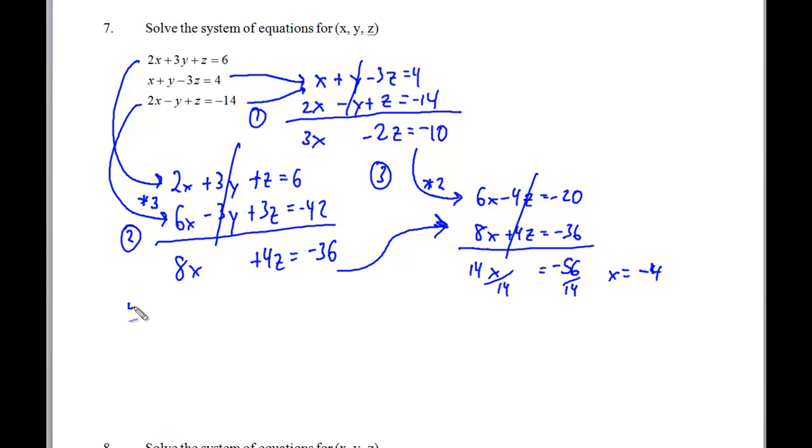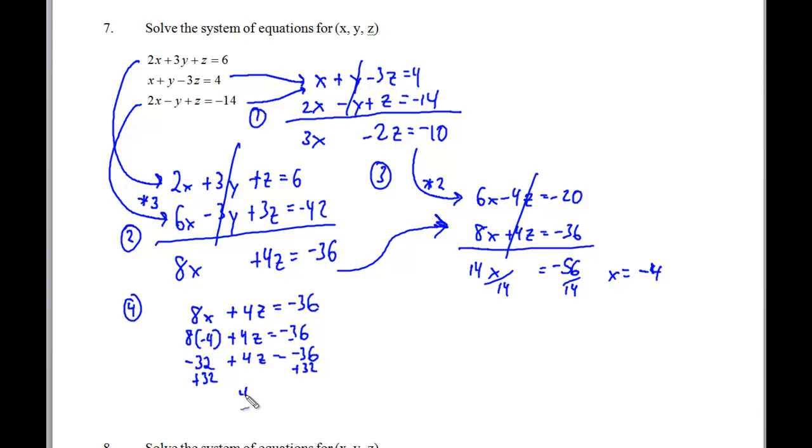In fact, for step 4 here, I'm going to take this 8x plus 4z equals negative 36. I'm going to plug my negative 4 in for that x right there, so I can solve for z. So this is going to be 8 times negative 4 plus 4z equals negative 36. So this is negative 32 plus 4z equals negative 36. I'm going to add the 32 to both sides. 4z is equal to negative 4. Oh, nice. And then I divide both sides by 4. My z is equal to negative 1.